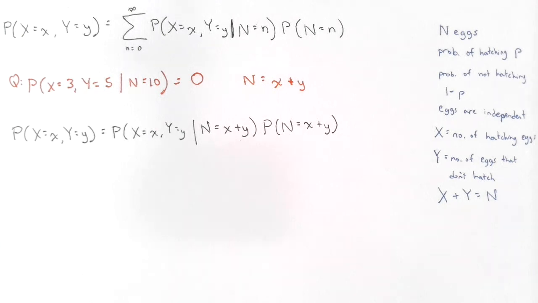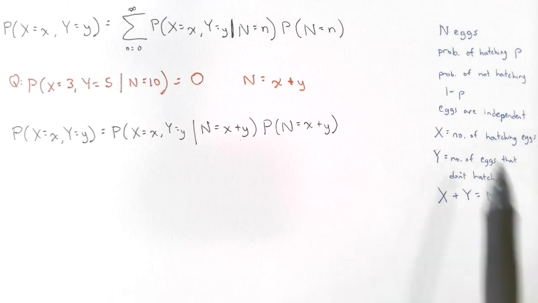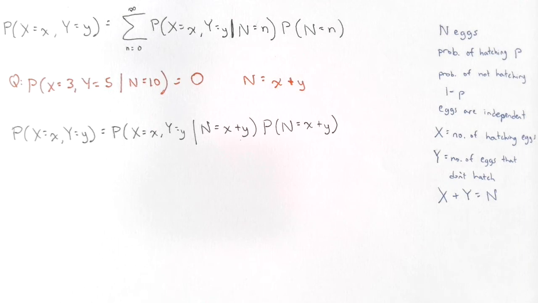Good. And here's the thing, we can make this even better. Because by definition, if x is the number of hatching eggs and y is the number of eggs that don't hatch, if we know the number of hatching eggs, then by definition we know the eggs that don't hatch. So if we know that x is the number of hatching eggs, then by definition, y will be the number of eggs that don't hatch.